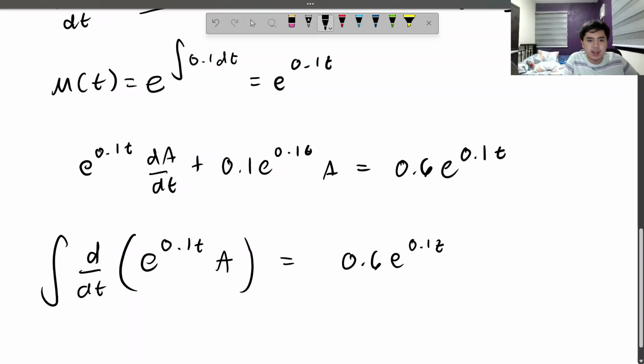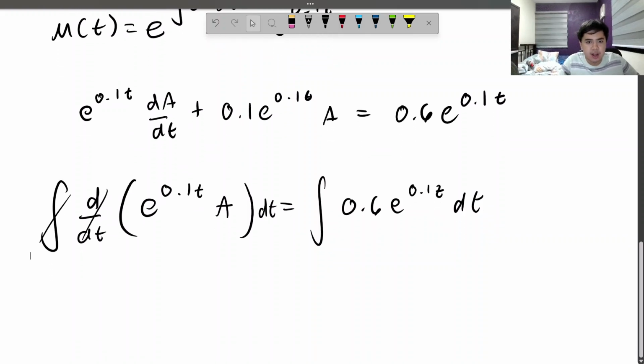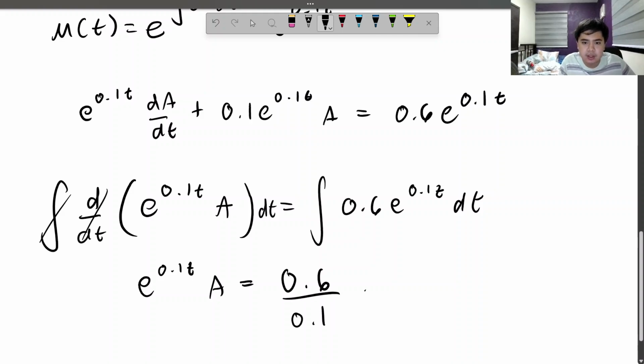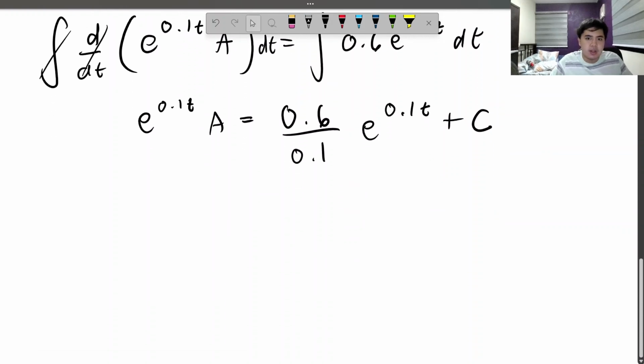All right, integrate both sides with respect to t. The derivative and the integral cancel each other out, leaving us with e to the 0.1 t times A equals 0.6 over 0.1 e to the 0.1 t plus c. I think you'll agree with me. And 0.6 over 0.1, I believe, hold on.